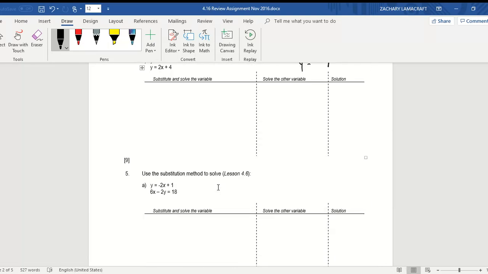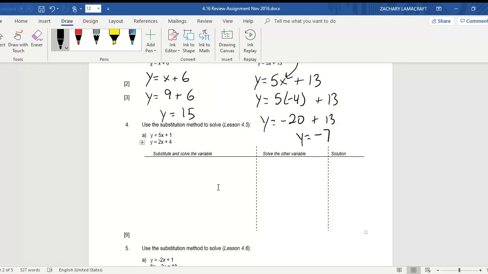All right. Okay, so it says use the substitution method to solve. So we know substitution, sub one into the other. We're not doing elimination. This is substitution. So we're going to take y equals 5x plus 1, and plop it in there to the y of that one. So what that ends up looking like is 5x plus 1 equals 2x plus 4. All we've done is sub in one y for the other y in the equation.